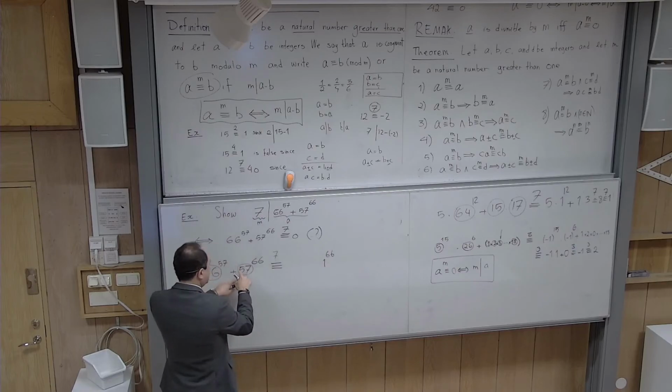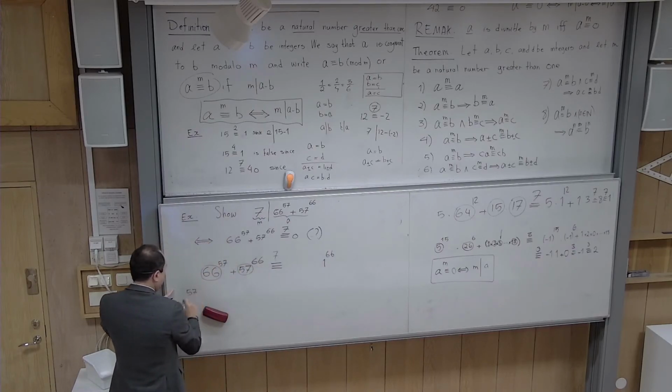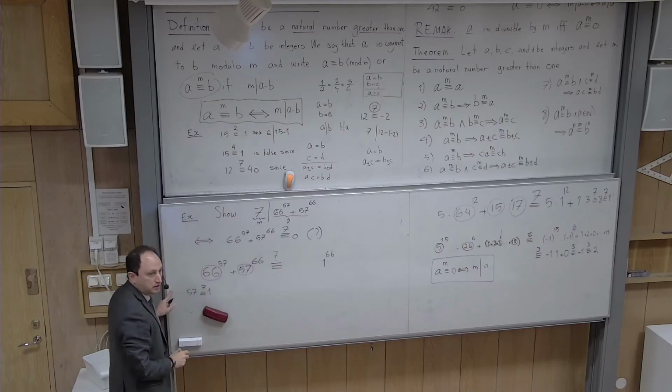Because 57, I am claiming that 57 has another name, which is 1. Is it true? Yes, because 57 minus 1 is 56, and 56 is divisible by 7. So instead of 57, I can simplify it with the ideal situation. But what do you think here?